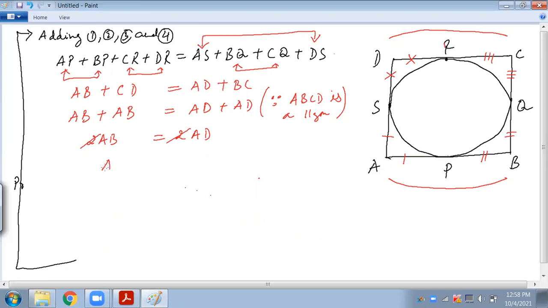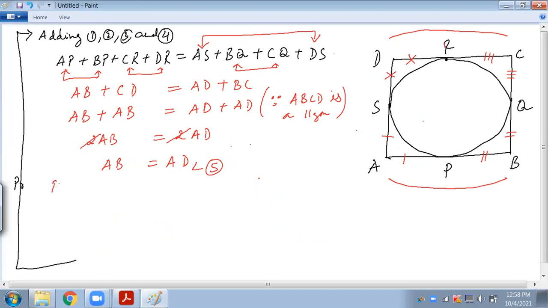What is left? AB equal to AD. We can mark this one as 5. So we got AB equal to AD. So we got the two adjacent sides equal, AB and AD equal. But we know AB is equal to CD and AD is equal to BC.